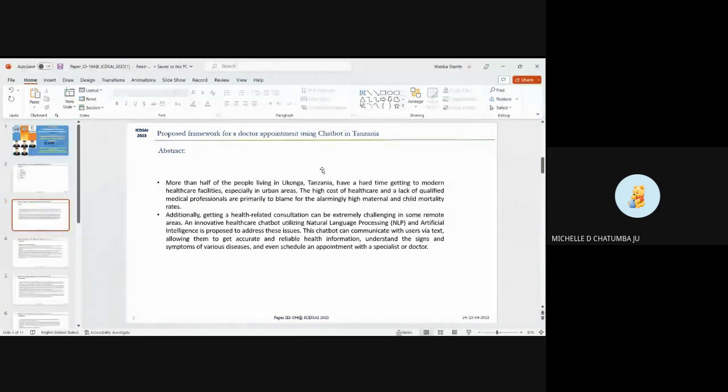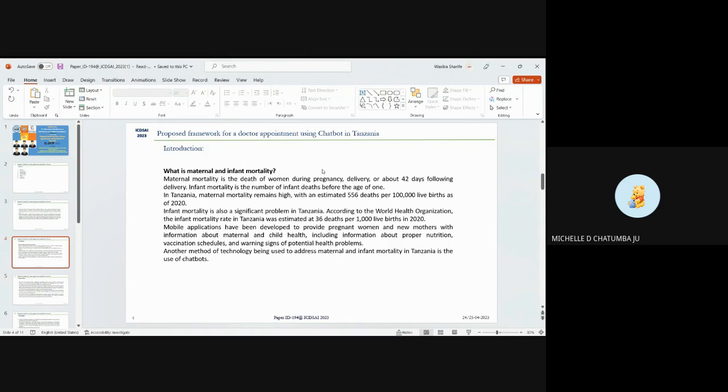So a healthcare chatbot utilizing NLP and AI is proposed to address the high maternal and child mortality rates in Tanzania, caused by lack of qualified medical professionals and high cost. The proposed chatbot can provide users with accurate health information, help understand symptoms, and schedule appointments for specialists, potentially improving health and decreasing mortality rates in Tanzania.